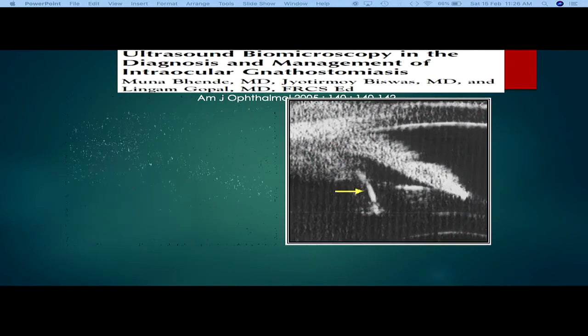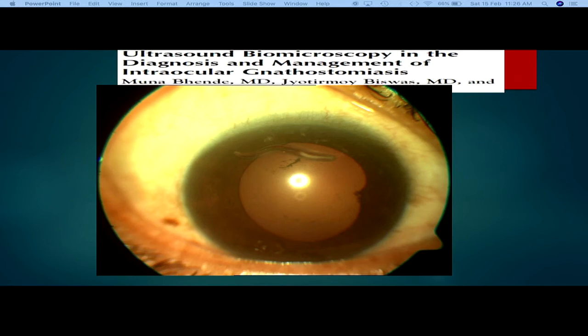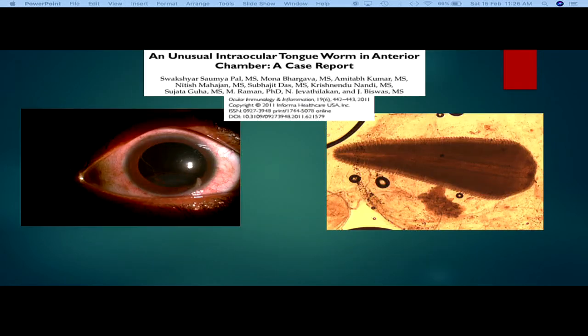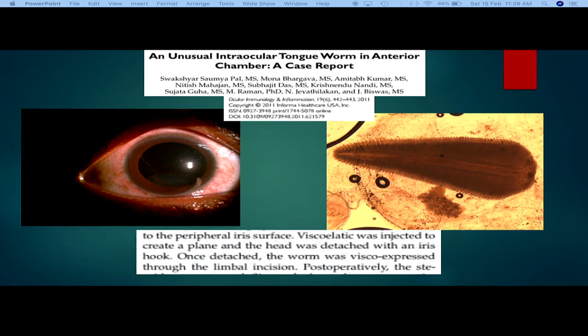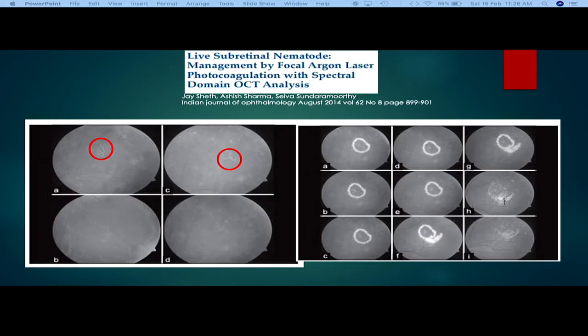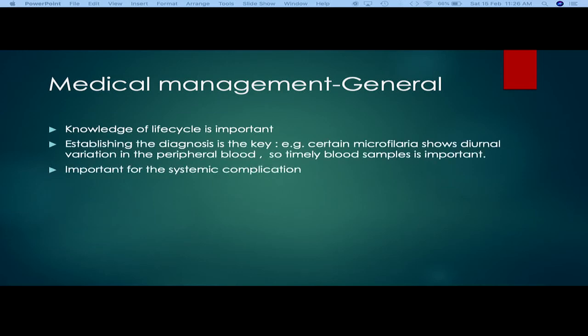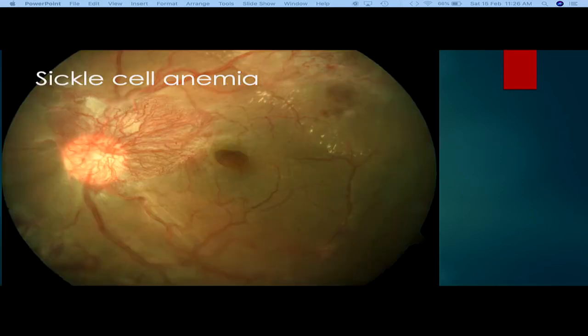So again, UBM is invaluable in understanding the anatomy and localizing these worms. Important is to look for iris holes. If you have iris holes, there's a high suspicion, and once the worm is isolated, it has to be sent to the pathology lab for proper identification. You can also sometimes treat them with laser photocoagulation and understand the life cycle of these worms well.